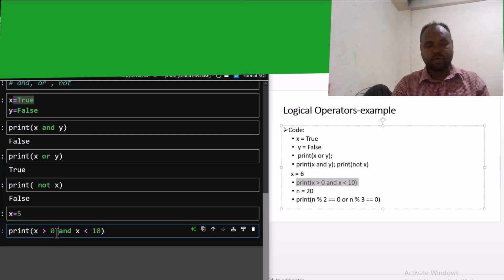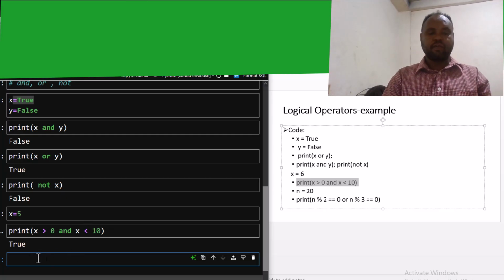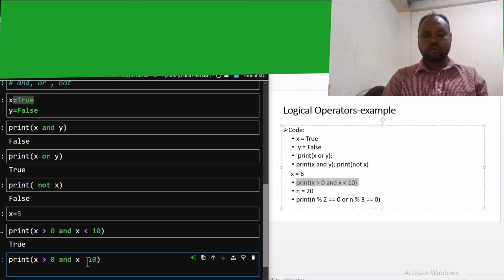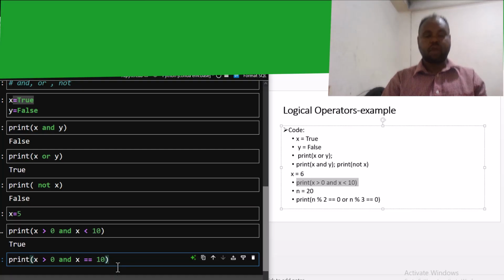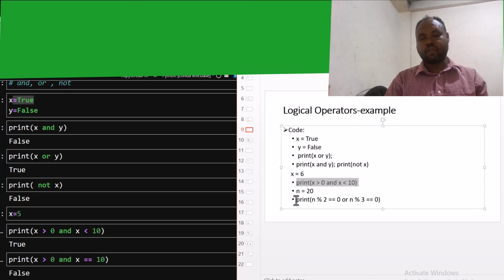Now let us check one by one. First, let us evaluate this one. x is greater than 0. Yes, 5 is greater than 0. This is true. And let us evaluate this one. x is less than 10. Yes, 5 is less than 10. So true and true evaluates to true, right? But if x is equal to 10, the whole expression is connected using AND. So this result turns to true, but this one is false. Then true and false turns to false. This is false, right? Check this one.